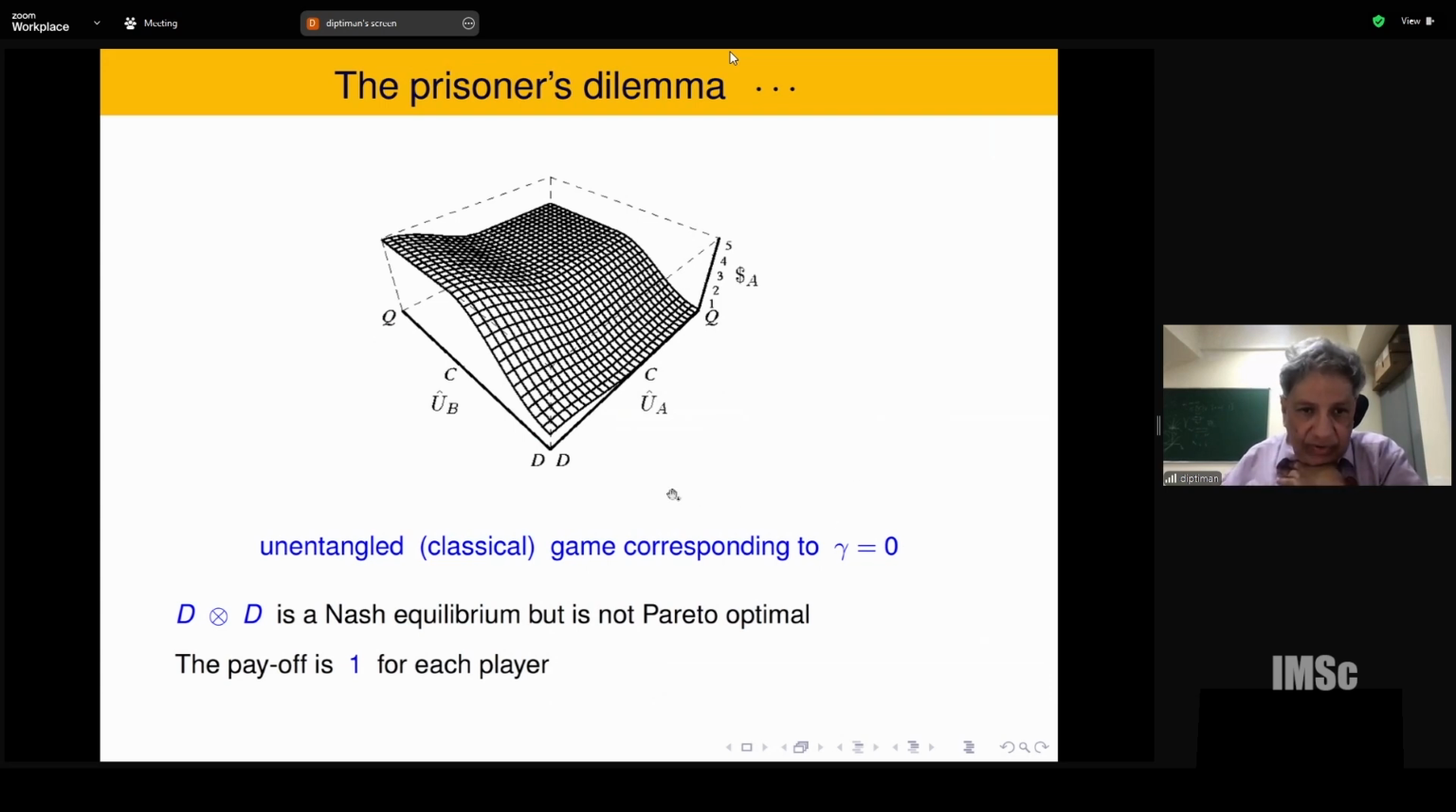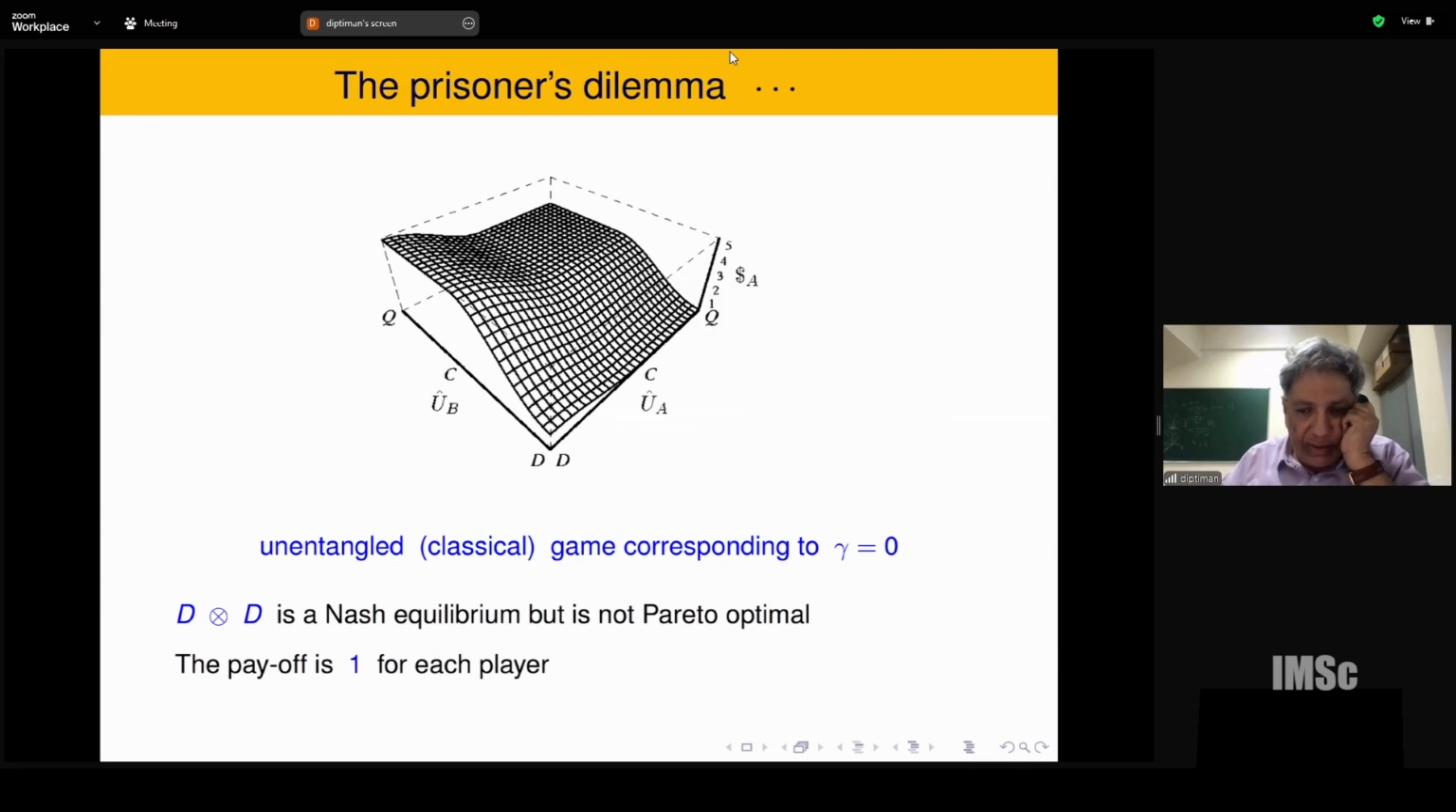So in this, you find that the maximum possibility for A is... okay. So the height is telling you the payoff for player A, in dollars. You find that this point, where they both use strategy D, as I said, is a Nash equilibrium, but it's not Pareto optimal. The payoff is 1 for each player. So this we saw in the payoff table earlier for the classical game.